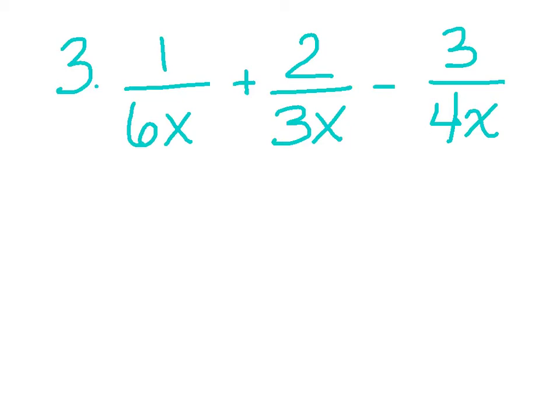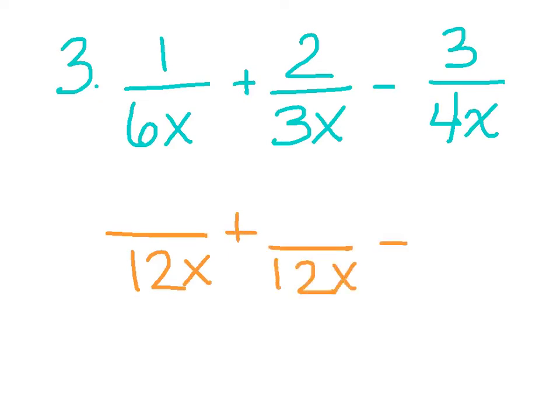Now you certainly could pick a bigger number, and that's okay too, but we're usually looking for that least common denominator, the smallest number that they all go into. So again, that number is definitely 12, and each term has an x, so I'm going to use a common denominator of 12x for each term. And again, I'm simply going to rewrite my denominators and then determine what I need to multiply each fraction by.